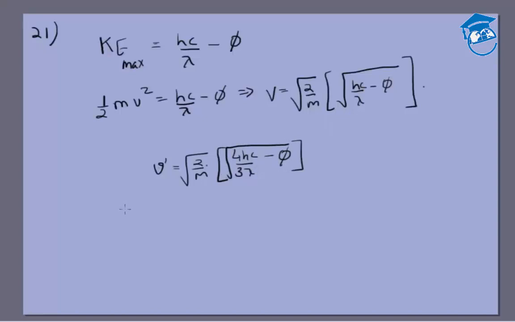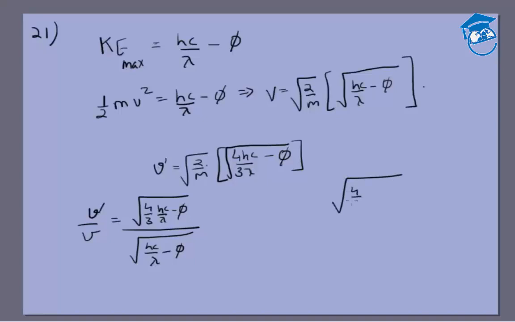So what we need is the speed of the fastest electron in terms of v. So v dash by v will be root of 4 by 3 hc by lambda minus phi, by root of hc by lambda minus phi. And we need to know what this value is in relation to root of 4 by 3. Well, what we can see is root of 4 by 3 hc by lambda minus 4 by 3 phi.